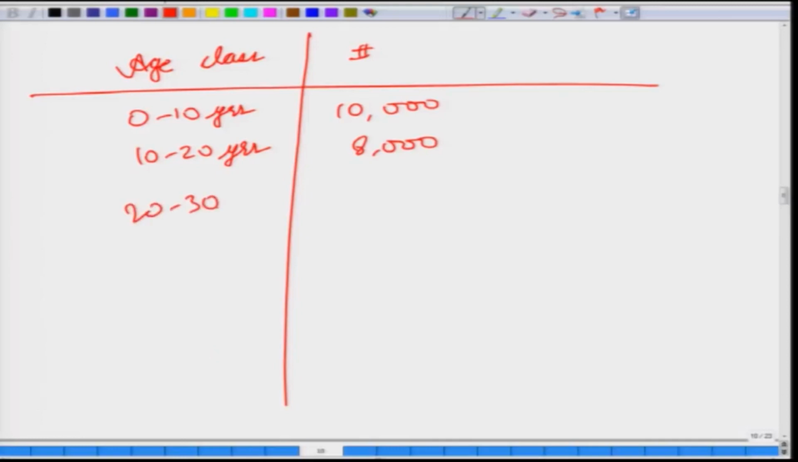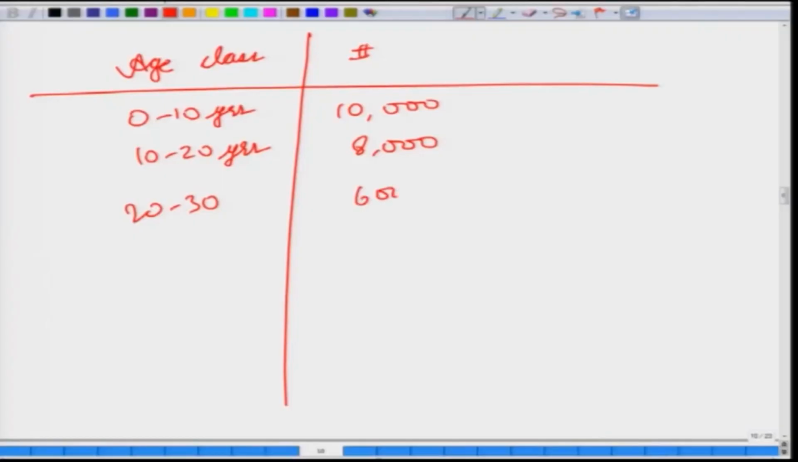Now, if you look at 20 to 30 years, this number will go down even further, because at every stage you are having certain diseases, certain infestations, probably some forest fires or frost, because of which this number is again coming down to say 6,000. Then you have 30 to 40 years and this number even comes down to 4,000.